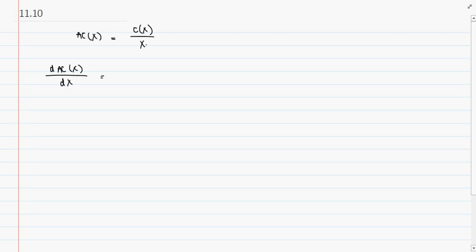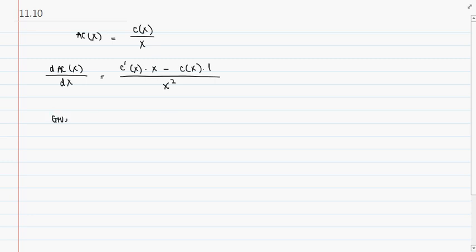If I differentiate this with respect to X, we are using the quotient rule over here, where we have two functions of X, one on the numerator and one on the denominator. Using the quotient rule, you are going to get C'(X) times X minus C(X) times the derivative of X with respect to X, which is 1, and everything divided by X squared.